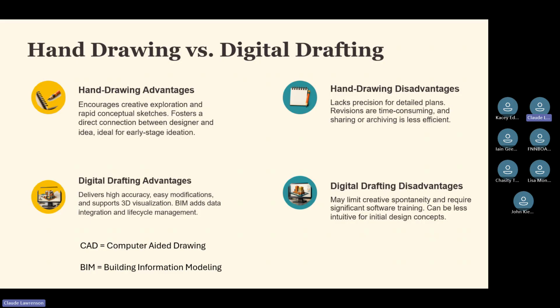So again, I need not just a pencil or a pen or some type of modification tool, we'll call it an eraser, to change things, as opposed to digital drafting. It's highly accurate and easy to modify. It supports 3D visualization. So we saw some visualization of a 3D rendering, both inside and outside of a building earlier. And certainly some of the disadvantages, well, certainly there's a learning curve to it. So it can limit some creative spontaneity.